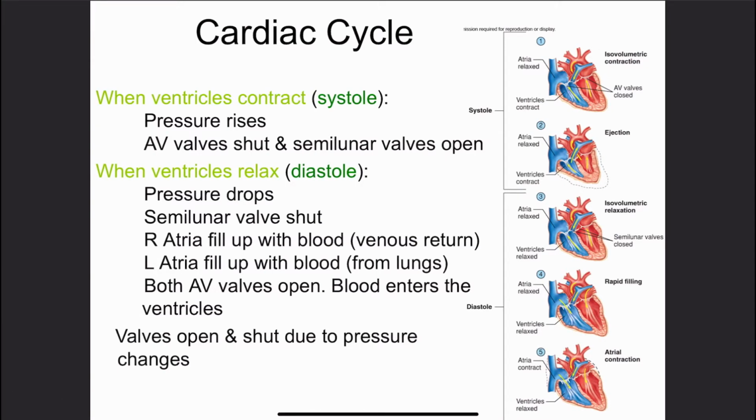When the ventricles contract, so during ventricular systole, the pressure is going to rise in the ventricles. It's going to push the AV valves closed and push the semilunar valves open. When the ventricles relax, the semilunar valves shut because of the pressure of the blood in the arteries, and then the atria fill up with blood. The right atrium fills with blood from the veins, the venous return, and the left atrium fills with blood from the lungs. This pushes the AV valves open, and blood enters the ventricles. So you can see from this picture that valves are always opening and shutting because of the pressure of blood pushing them either open or shut.